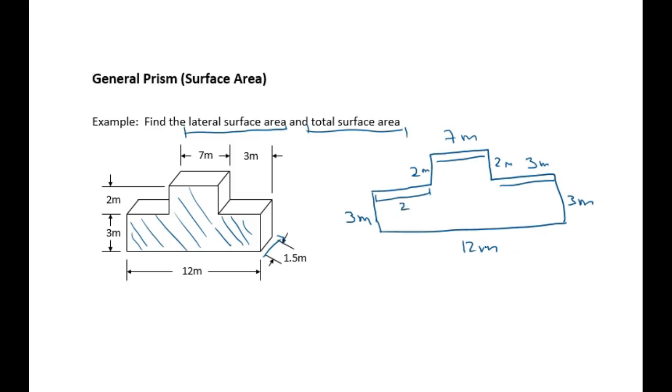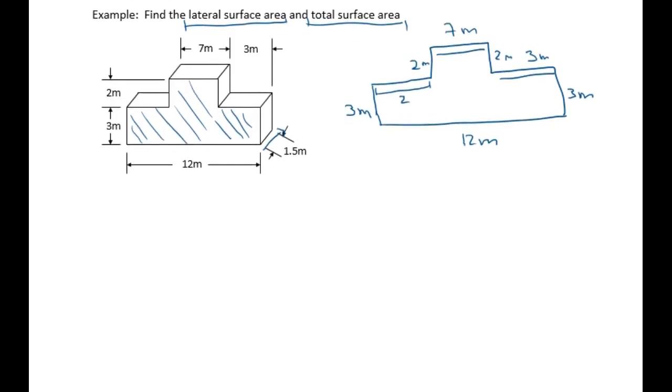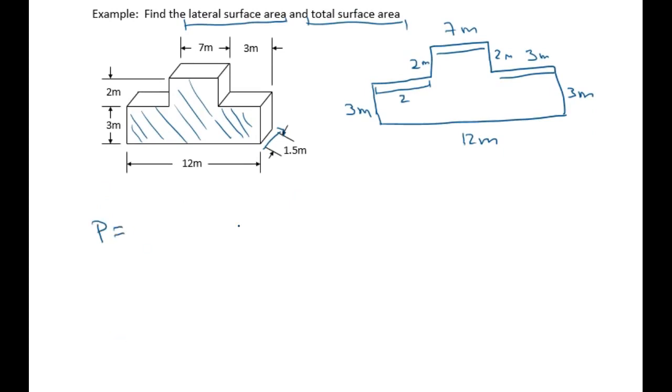So again, that's going to be our common face, so that's what we find our perimeter and our area for, and then we can plug that into our generalized prism formulas. So let's start with perimeter and area. So perimeter, we're just starting on one side and adding them all up. So 3 plus 12 plus 3 plus 3 plus 2, 7, 2, and 2. So again, adding those up, you should end up getting 34 meters come out there.